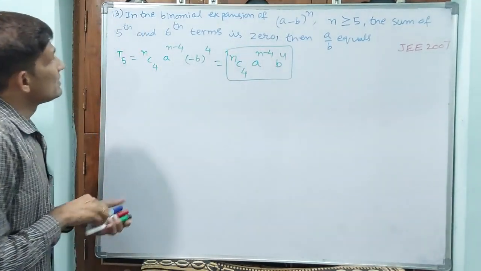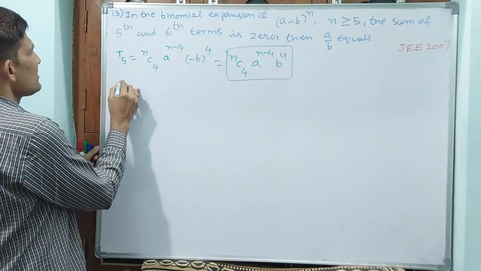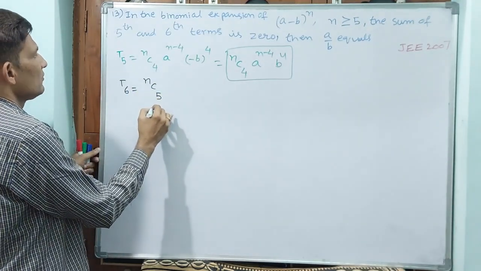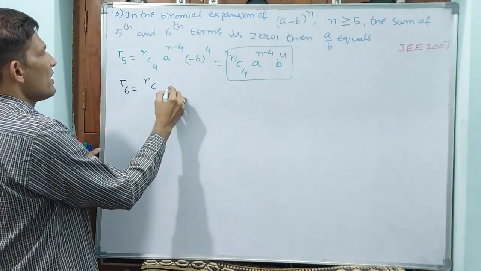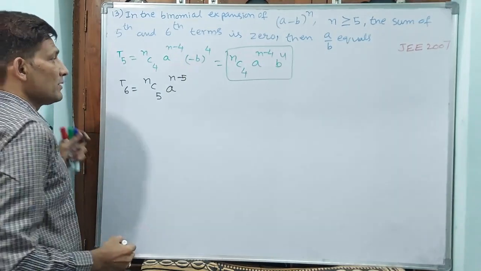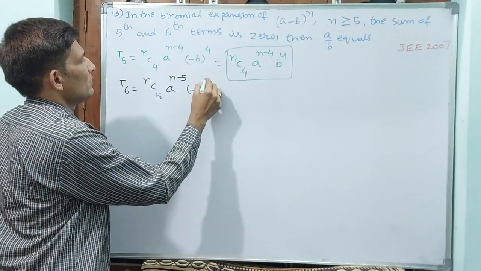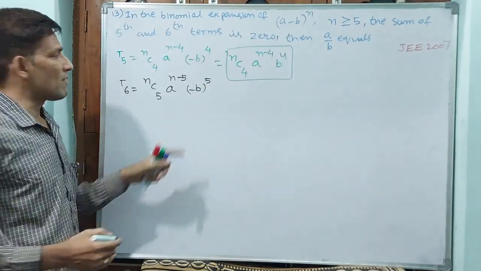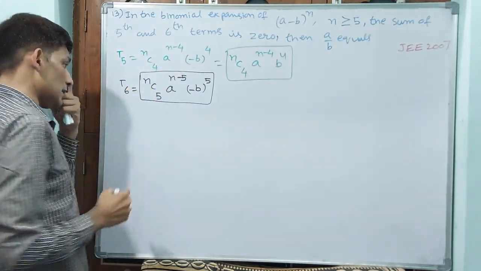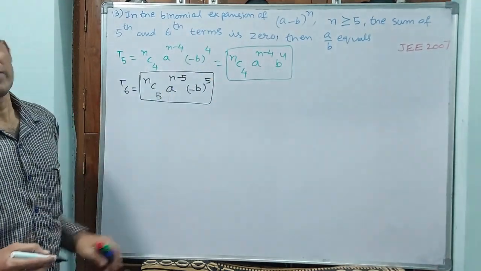Now come back. Another one, the 6th term, right? T6 is equal to nC5, and the same a power n minus 5, minus b power 5. See, this time the minus will not go. Why? Because now the power is odd. But it is given that the sum of these two terms is equal to 0.